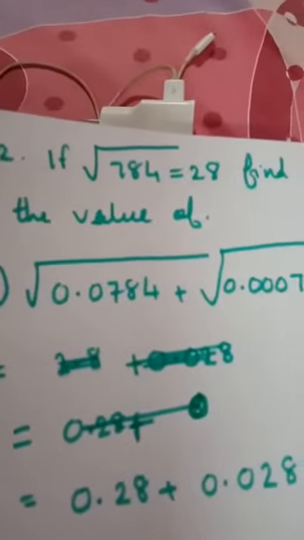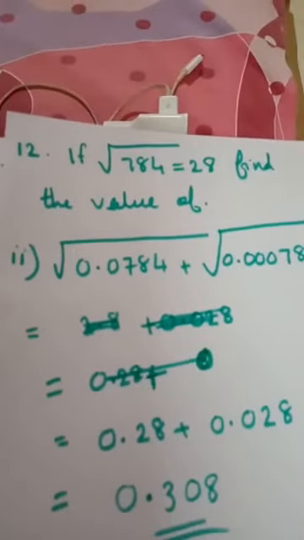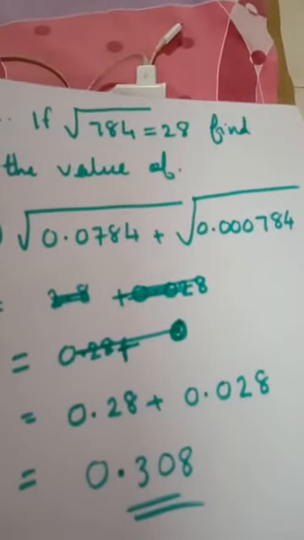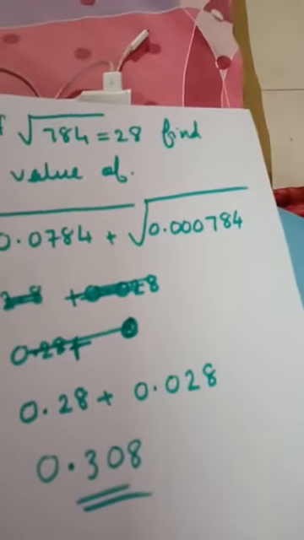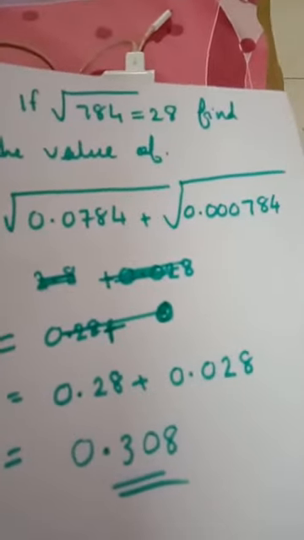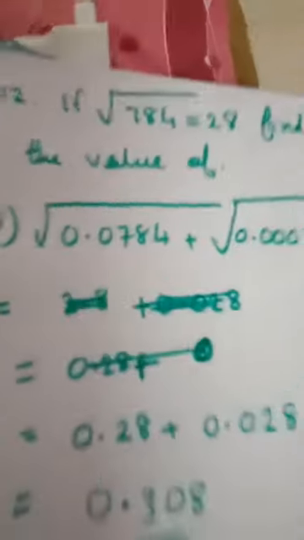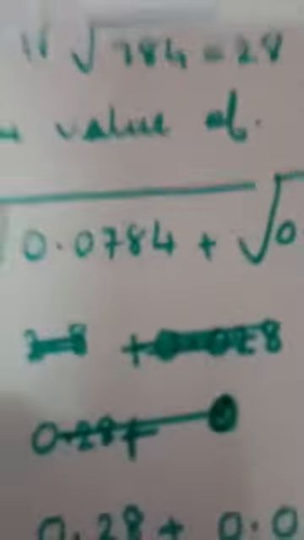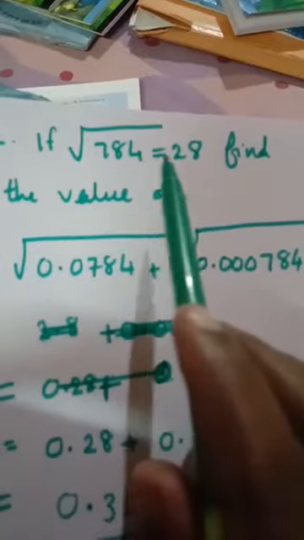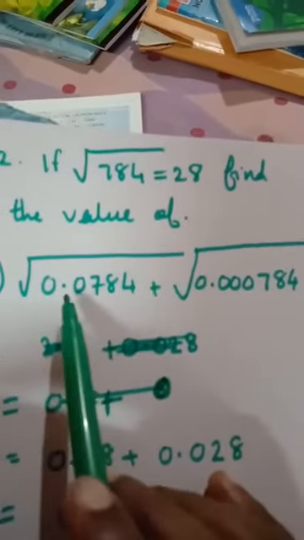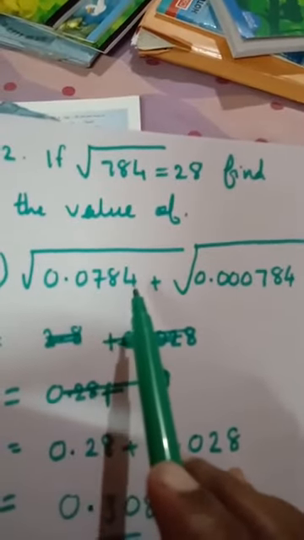Next 12th question. If root 784 is 28, find the value of the second question: root of 0.0784 plus root of 0.000784. Already we know the relation between a square and square root. Here root 784 is 28. But here decimal is there. After the decimal, count the places: 1, 2, 3, 4 places.